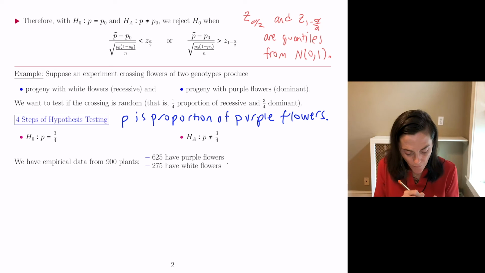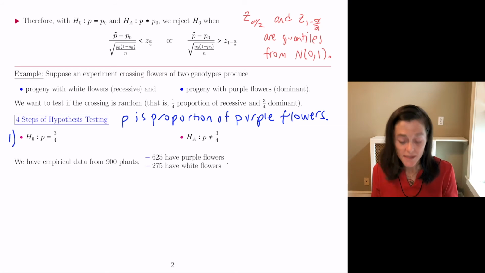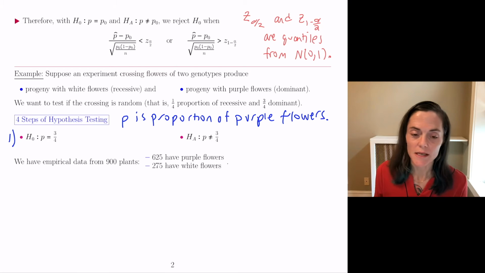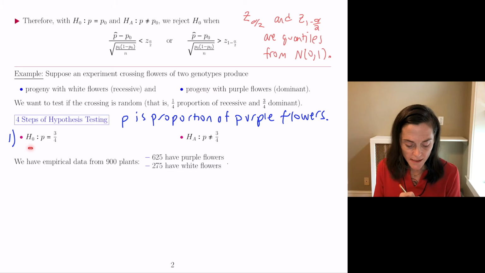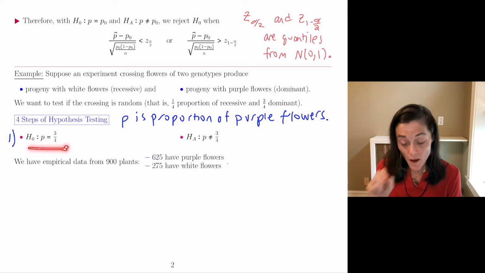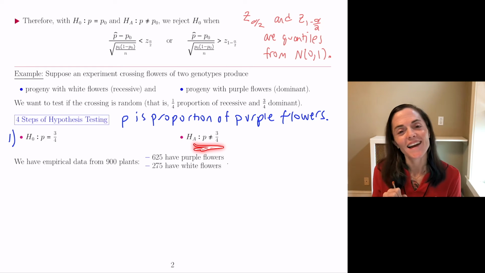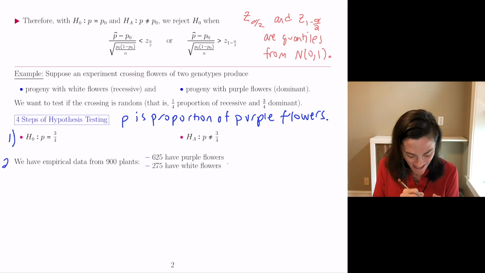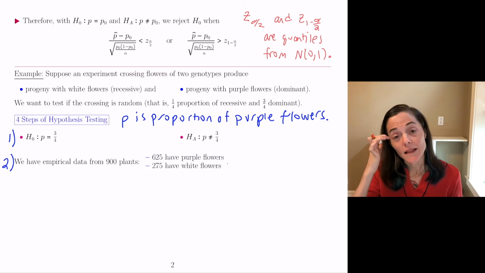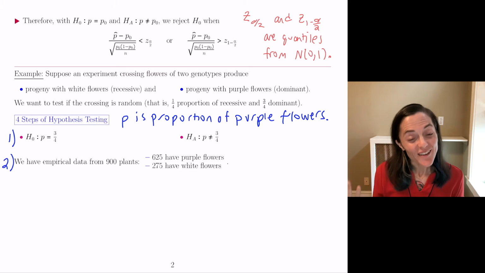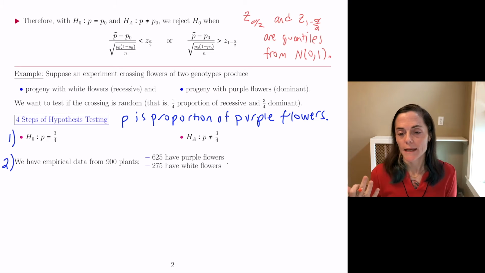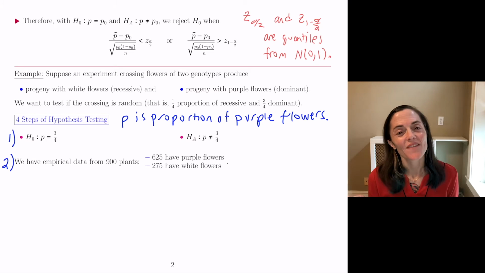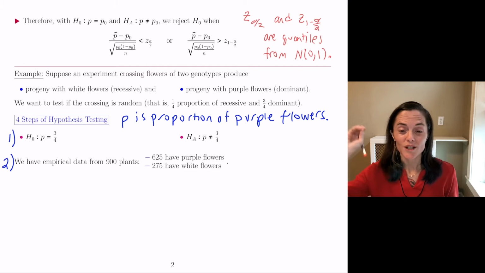All right, so the 4 steps of hypothesis testing. Number 1, we write down a null hypothesis and alternative hypothesis. Here, the null hypothesis is that p equals 3/4. Alternative is p not equal to 3/4. Step 2 of hypothesis testing: we collect data. So we have empirical data from 900 plants. 625 have purple flowers, 275 have white flowers.